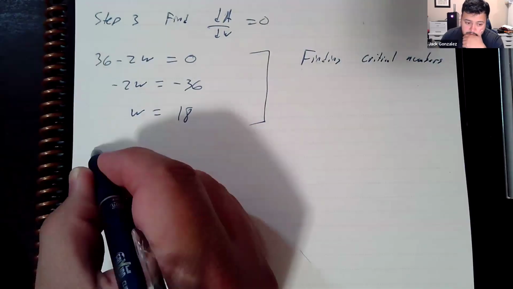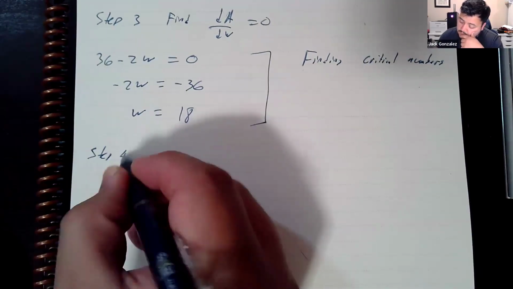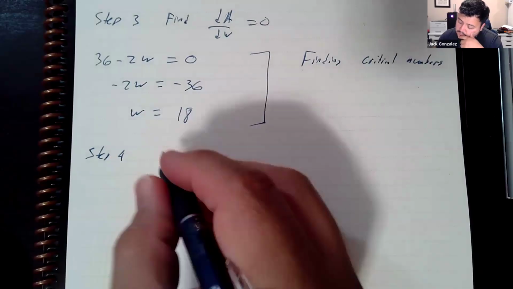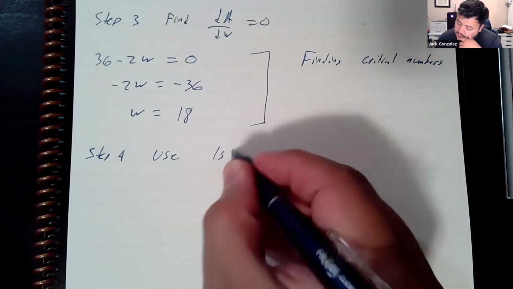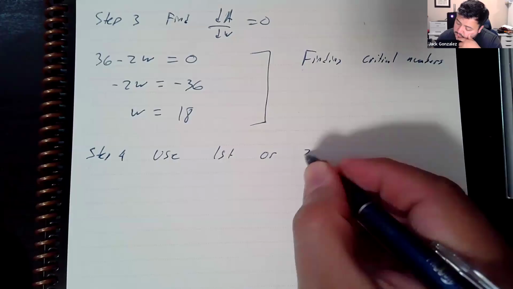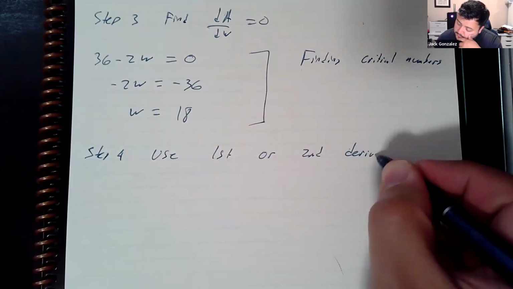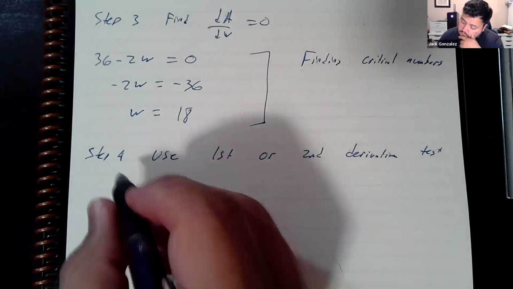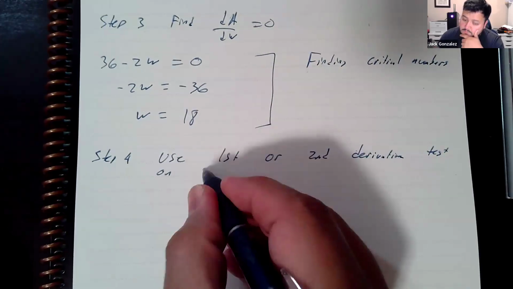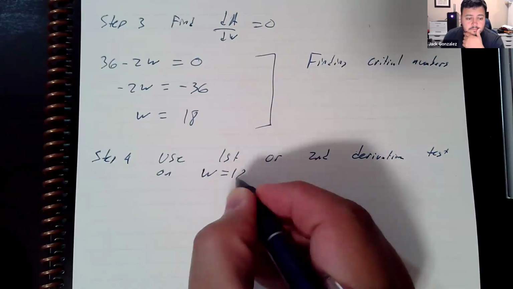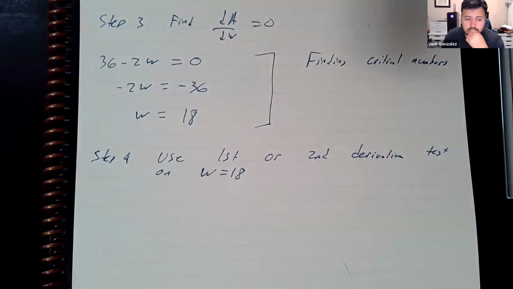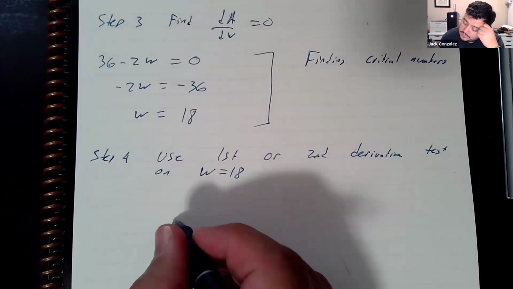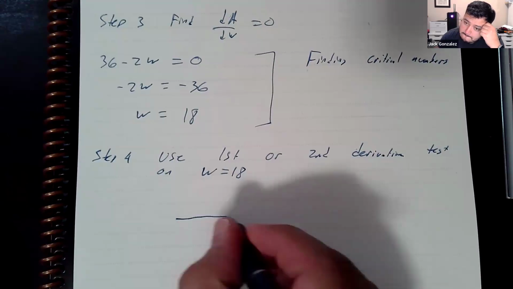Step 4: use the first or second derivative test at W equal to 18. I'm going to do the first, I guess. It doesn't matter.